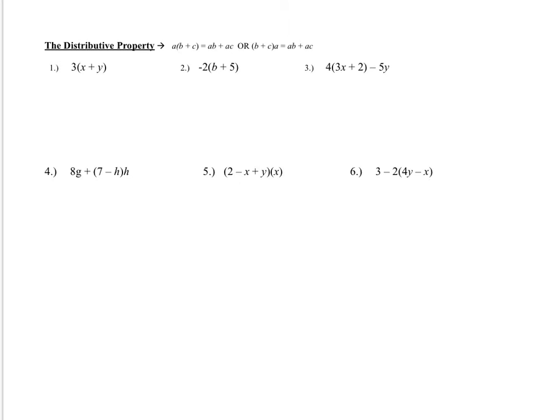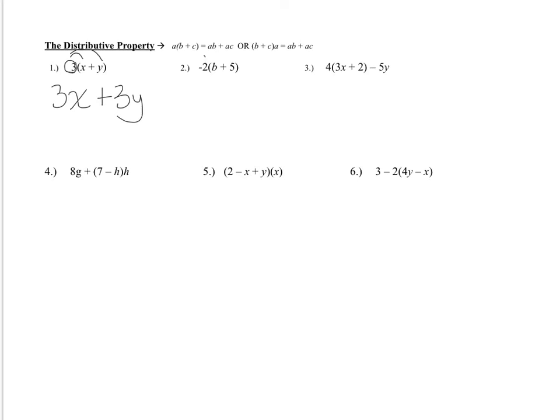And so that's what we're going to do now, is get rid of these parentheses. If you look at the very first problem, 3 is being multiplied by x plus y. So I can get rid of the parentheses by taking this 3 and multiplying it by everything in the parentheses. So 3 times x is 3x, and then 3 times y is 3y. So this answer is 3x plus 3y, and we can't combine those together because you can't add terms that are not like terms.